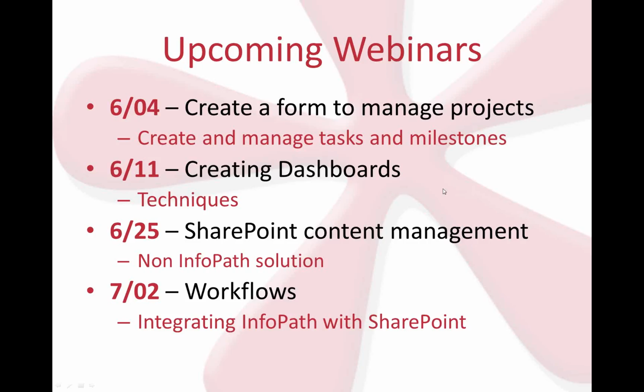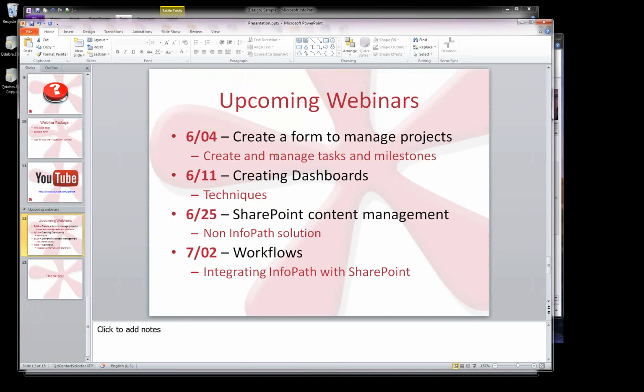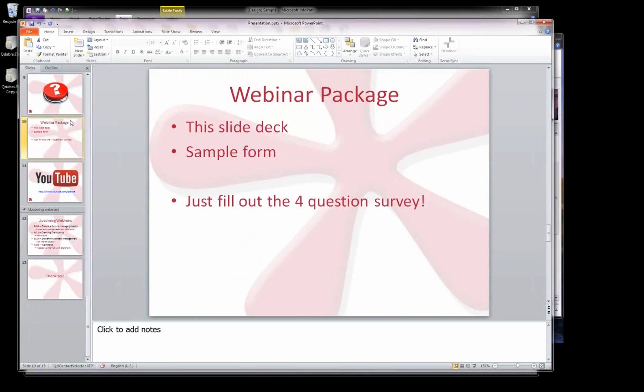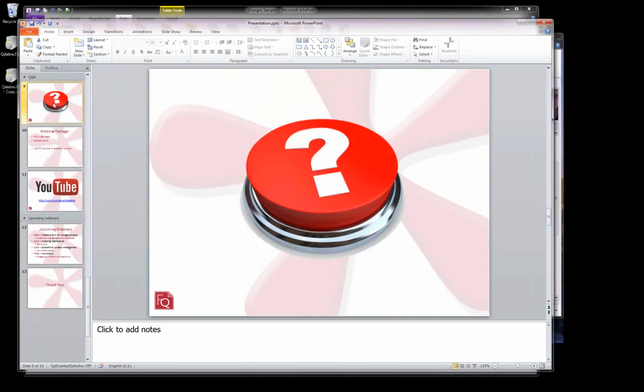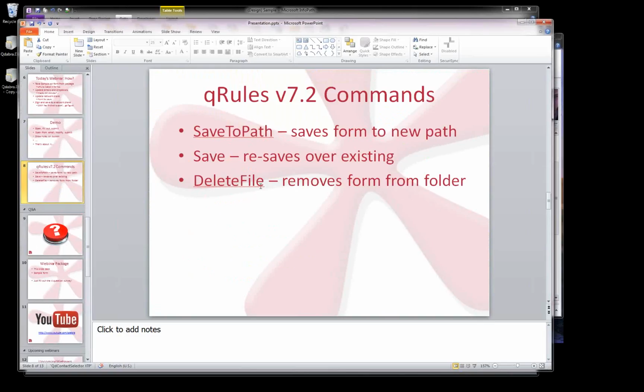I would actually take the sample that you get as part of the webinar today, and I would take a look at those rules. There's some new commands here. I actually had Hillary add a new command for this scenario. So that's why we're calling it 7.2. If you have QRules today, you don't have the save command. You have save to path and delete file. Save is important because we need to resave it over an existing form, and the save to path doesn't do that. So we had to add that command, and we had to modify.